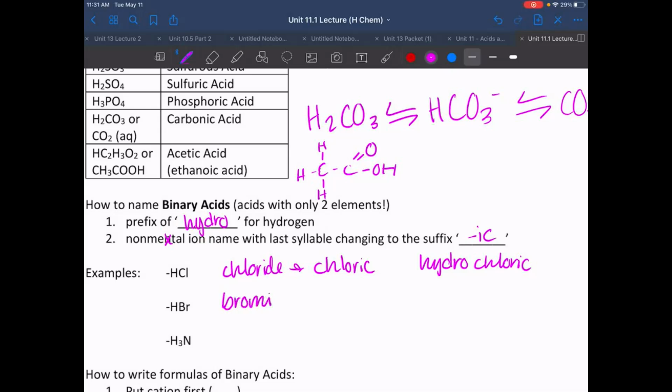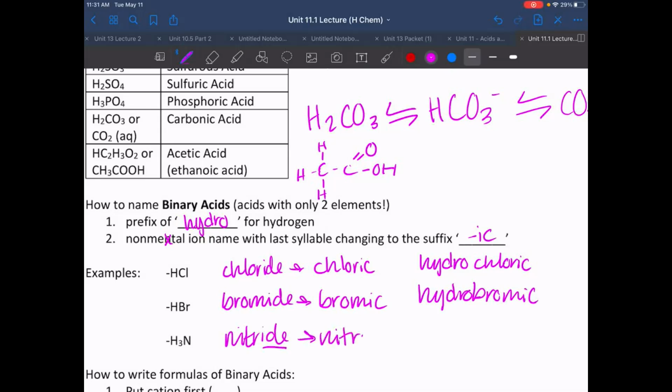So if we have bromide, it's going to be bromic, and so hydrobromic. Lastly, nitride. We change that "ide" to "ic," nitric. And then we have hydronitric. And then all of these can be followed up with the word acid. Any questions on binary? So this is when you only have two elements present.